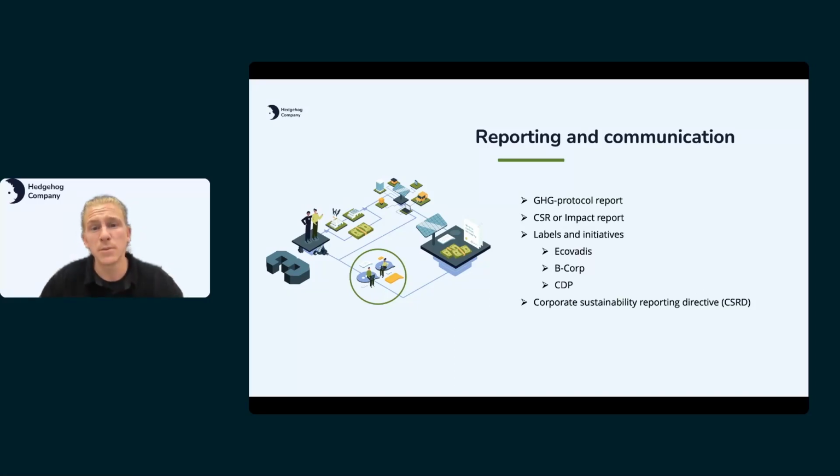And then we have the part of voluntary reporting initiatives and other labels. So, for example, think of EcoVadis, or the B Corp standard, or the CDP, the Carbon Disclosure Platform. All these voluntary carbon disclosure initiatives and labels allow or require a GHG protocol report as proof that you've actually done your carbon footprint, and also to argue and support your process.